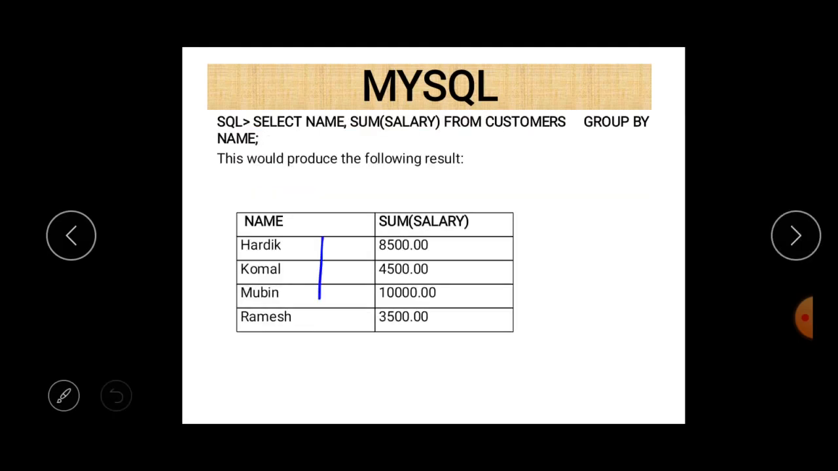So these names appear only one time because these are now groups. These are not individual units, these are the groups. And here we calculate the sum of salary. So the total salary of the Hardik group is 8,500, Komal group is 4,500, Mubin is 10,000 and Ramesh is 3,500. So that is the basic purpose of using the group by statement.